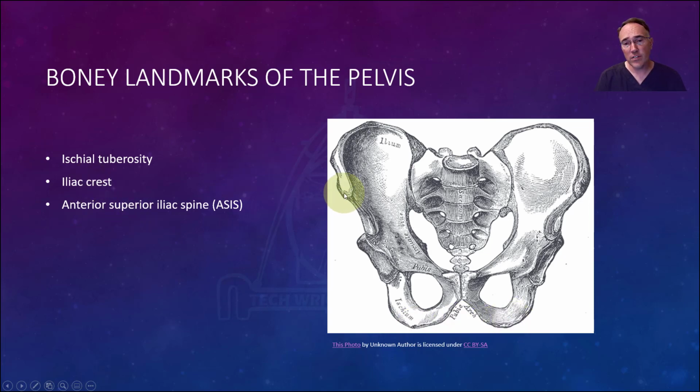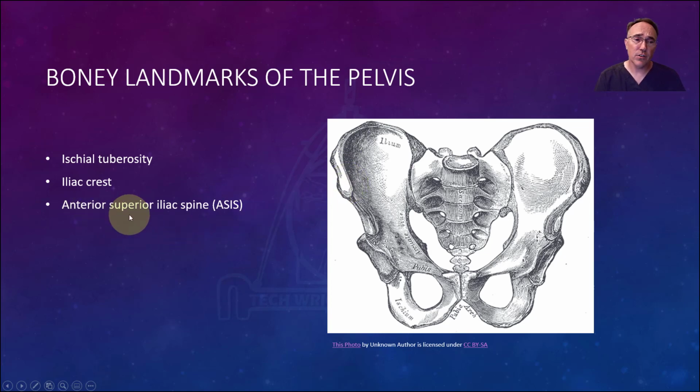The iliac crest is this crest of bone that kind of goes around like a half moon shape up here, and it goes on both sides. We use this to place belts and things like that for hip joints. We'll use this for a bony landmark for that.